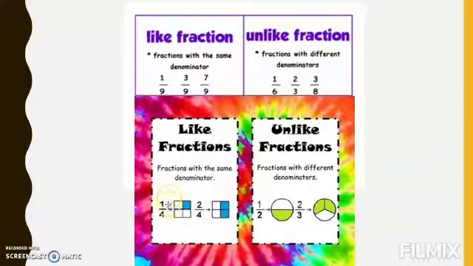Let us see one more example here. 1 upon 4, 2 upon 4. In both the cases, denominators are same. So these two are also examples of like fractions.